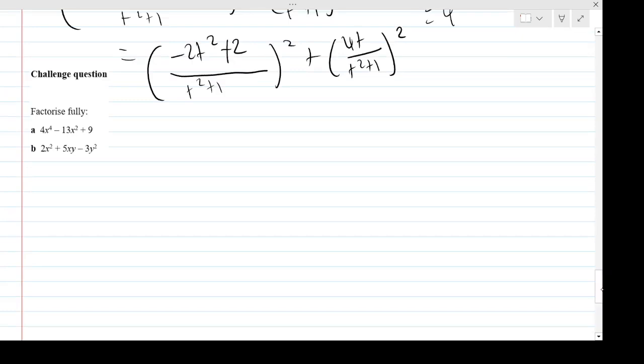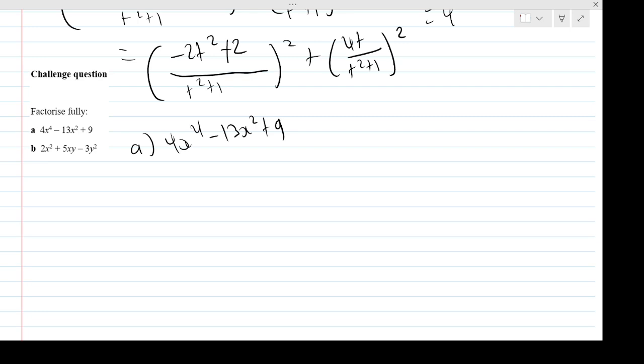So now we'll look at some challenge questions to really end it off, to really stretch and challenge. So part A actually you will need to be able to do at some point. They do like throwing these sort of questions in. But 4x to the 4 minus 13x squared plus 9. Again, we need to factorize fully. But the problem is we can't factorize anything out at the moment.